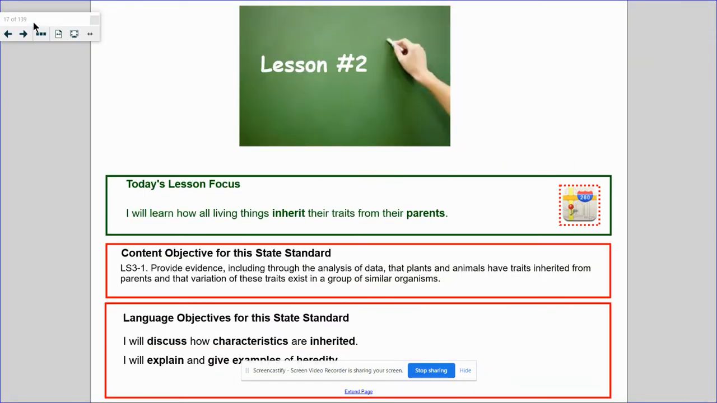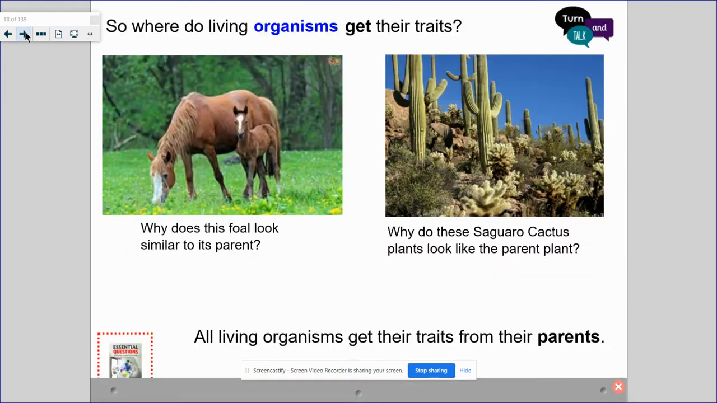All right, we're going to get started with lesson 2. Today we will learn how all living things inherit their traits from their parents. So let's get started.